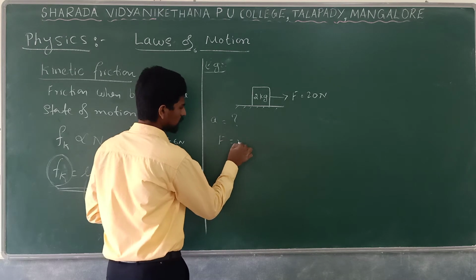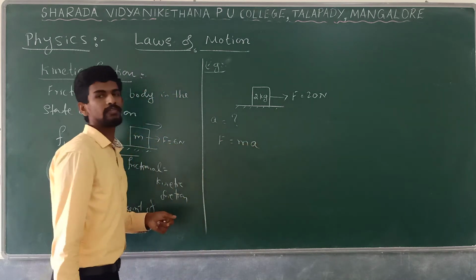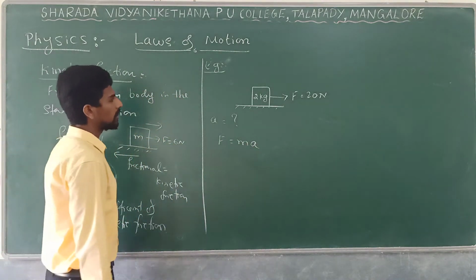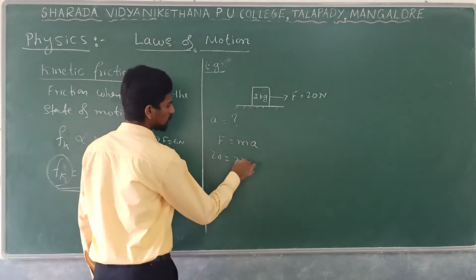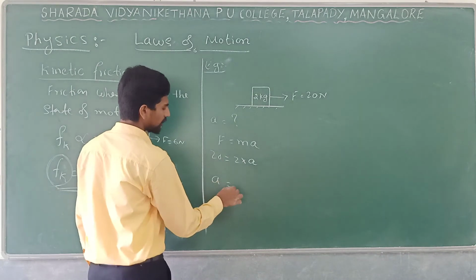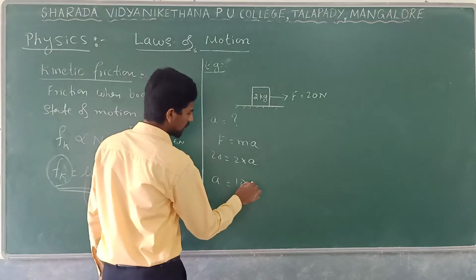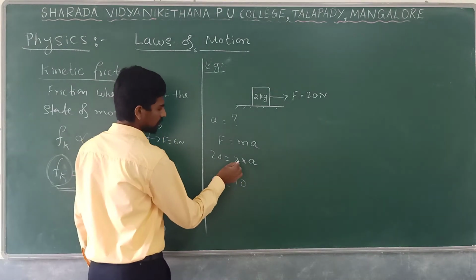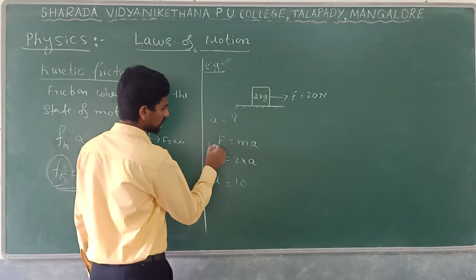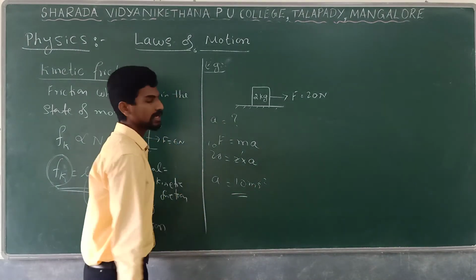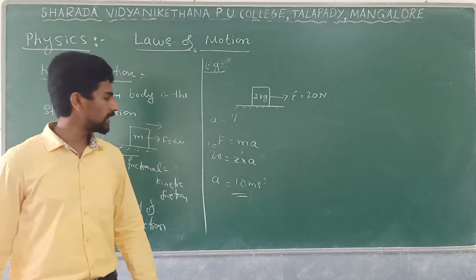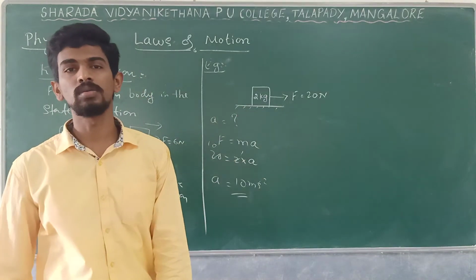To calculate the acceleration, use Newton's equation: F is equal to m into a. F is 20 here. The mass is 2. So a will be 10 here, correct? 20 divided by 2 gives 10, so you get 10 meter per second square as the acceleration of this body.